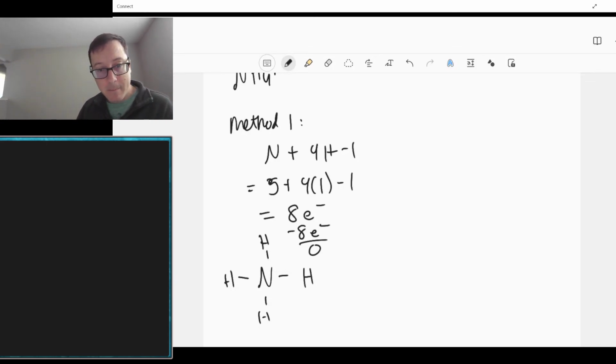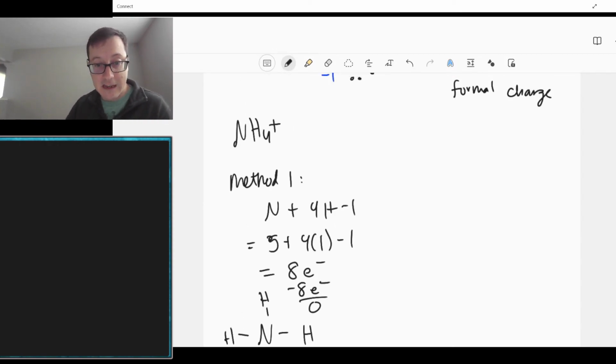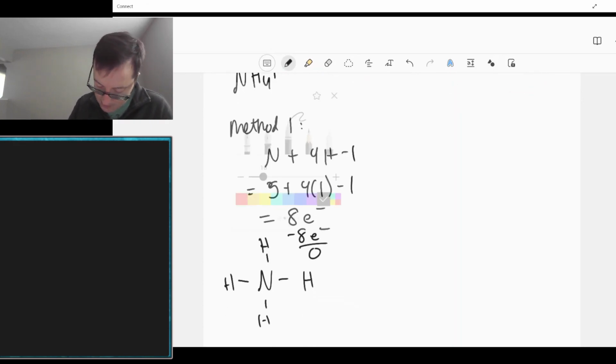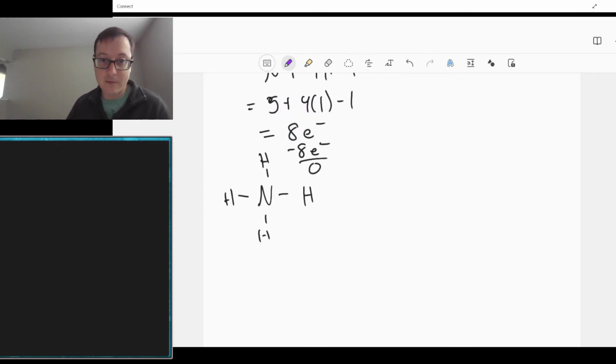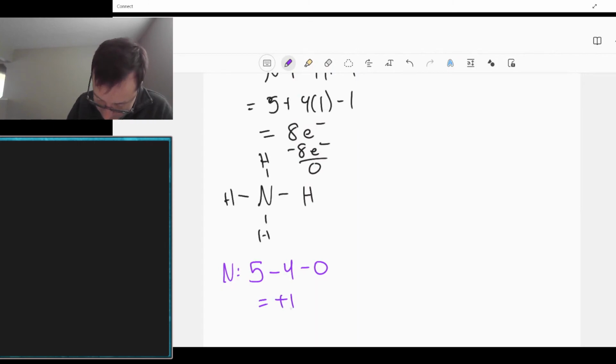Everything's happy. But don't forget, since this is a positive ion, we do need to have a formal charge of +1 somewhere. So we're going to want to check. It's never going to be on hydrogen. I'll just tell you that hydrogen has never got a formal charge on it. So let's look at nitrogen. We're going to see that nitrogen will be 5 valence minus 4 bonds minus no lone pairs. It has the +1 on it.